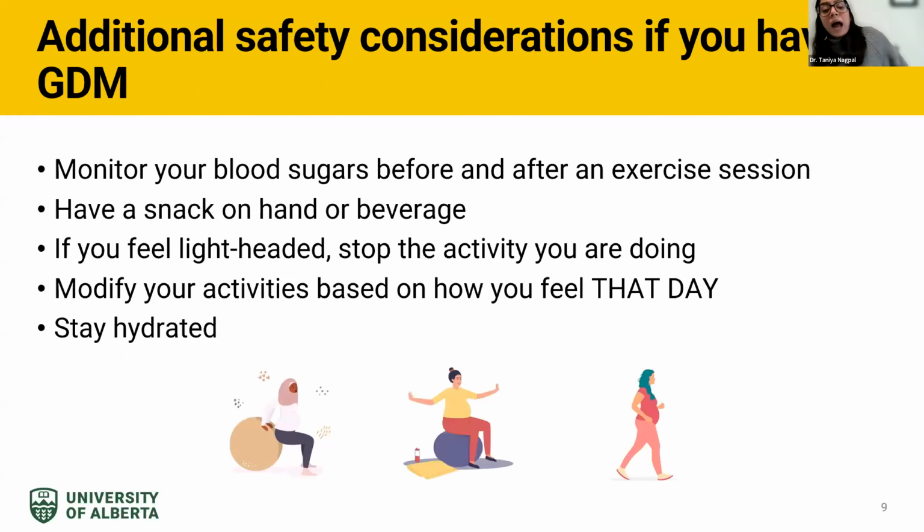Now, of course, you want to add some additional safety measures when you're thinking about being physically active with gestational diabetes. So some of those safety measures might be you want to monitor your blood sugars before an exercise session. So if they're too low, you might want to have a snack and wait before you start your session, as well as after an exercise session and having a snack on hand or beverage because we don't want those sugars to drop too low. If you're feeling lightheaded, you need to stop the activity that you are doing, and you need to make sure you're staying hydrated before, during, and after activities.